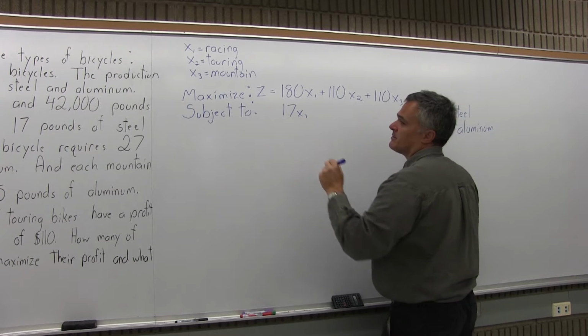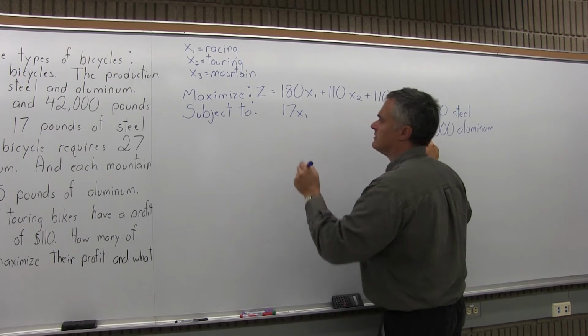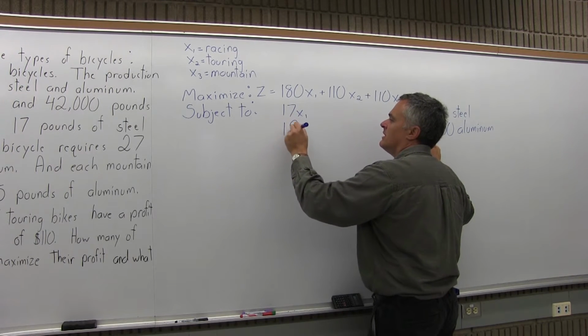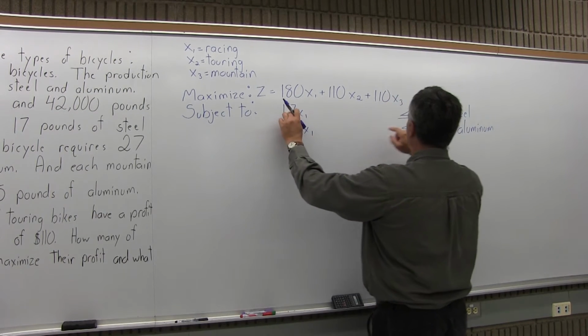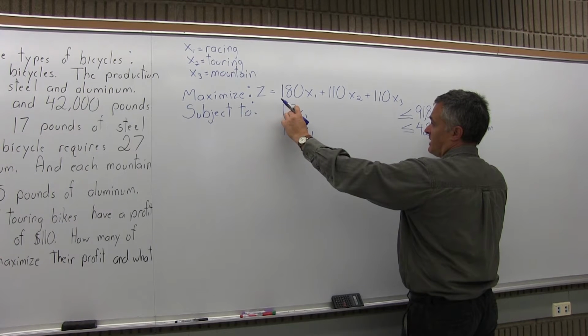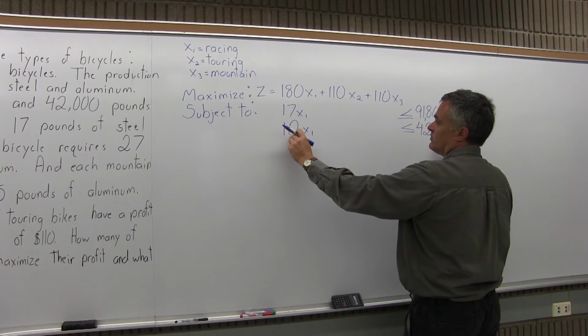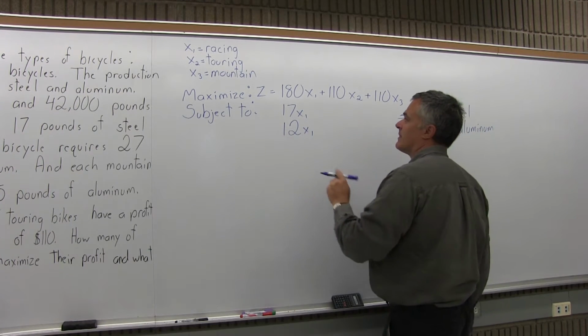And for the aluminum constraint, it was 12X1. So again, X1 is racing bicycles. Each racing bicycle uses up 17 pounds of the steel that's available and 12 pounds of the aluminum.